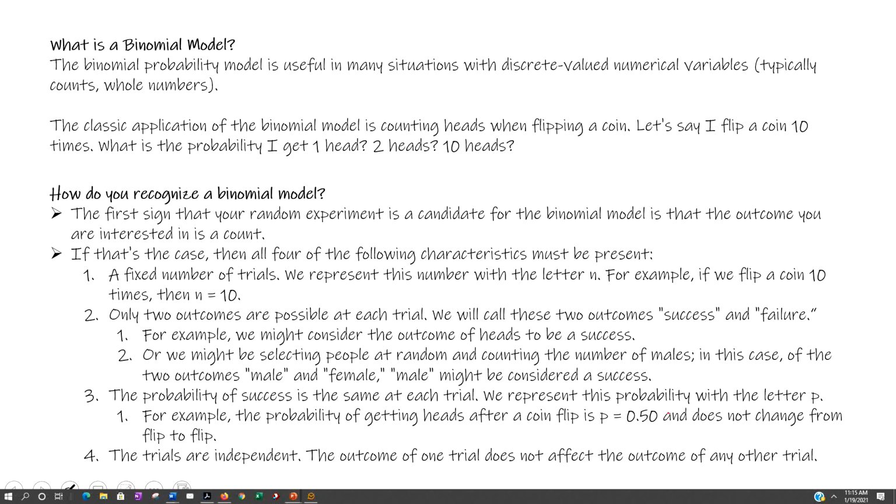Once you have a count outcome, then you have to look for all these other criteria. There has to be a fixed number of trials. We're going to flip a coin 100 times, or 1,000 times, or 2 times. What's the probability of getting 1 head? Probability of getting no heads. We're trying to figure that out. There can only be 2 possible outcomes. The simplest way to think of it, the 2 outcomes are a success or a failure.